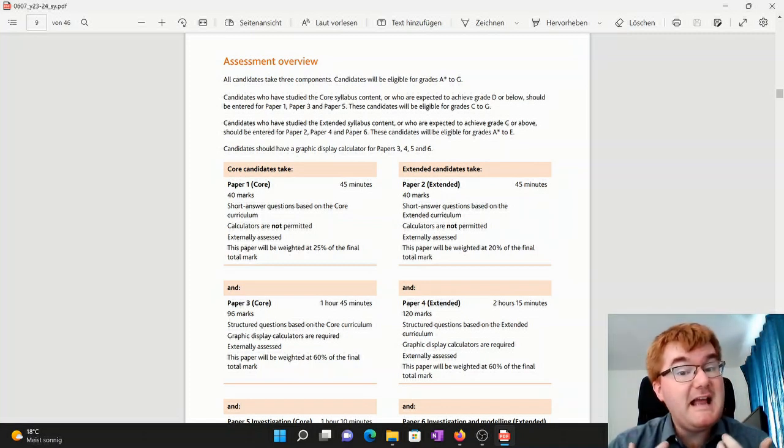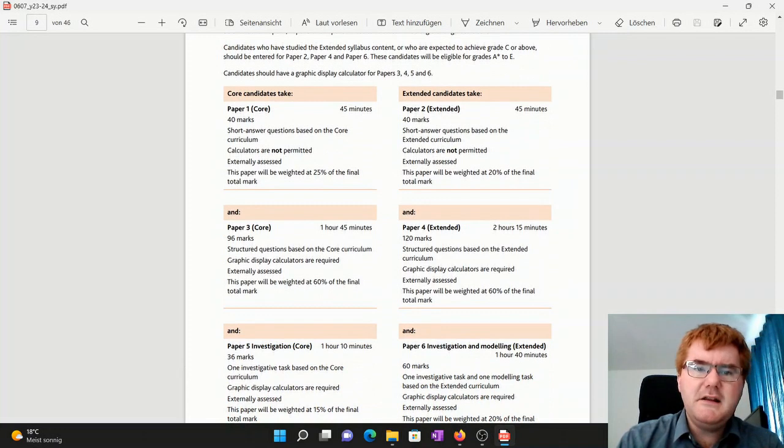So even though it is a short paper, you can see it's weighted 25% and 20%. Accordingly, there is a non-calculator element. However, if you notice on the extended, 80% of your exam is with a calculator. So do keep that in mind when it comes to your revision.